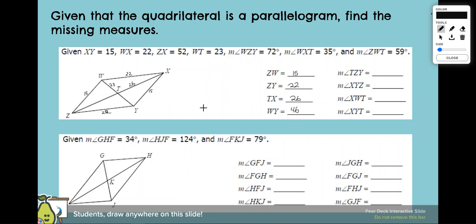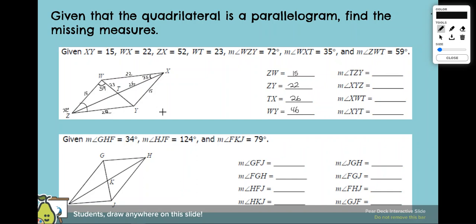All right. Now let's check out some of the angles. We've been given WZY, so this entire measure is 72 degrees. WXT, so just this portion of the measure, is 35. And then ZWT, this portion is 59. Let's see what it's asking us to solve for.